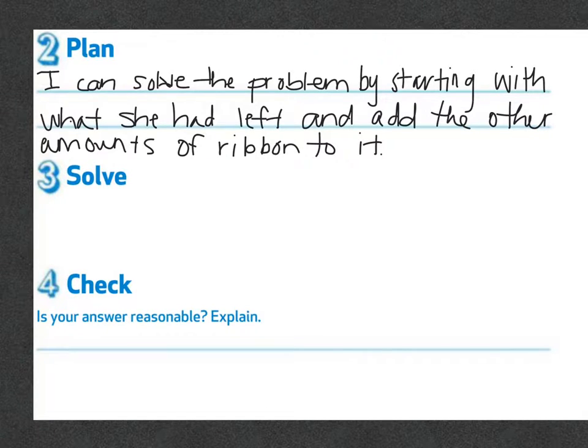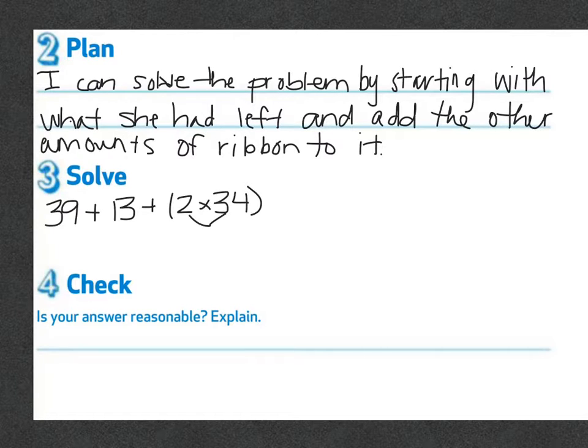All right, let me say that one more time. I can solve the problem by starting with what she had left, the 39 inches, and then add the other amounts of ribbon to it. Okay, so here we go. I'm going to start with taking 39. I need to add to it 13, because she used 13 inches on a scrapbook. And then I need to add 2 34s to it. And that's going to give me my total.